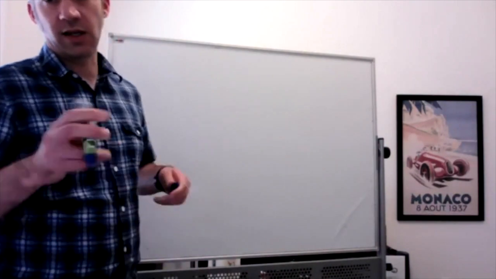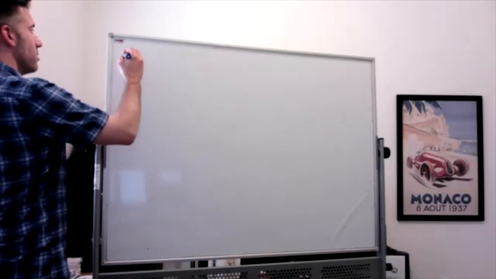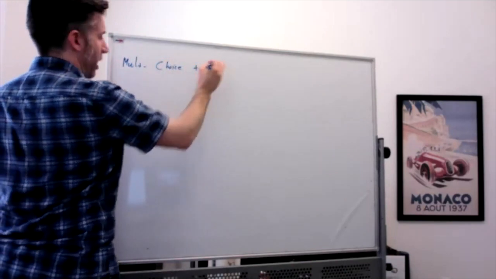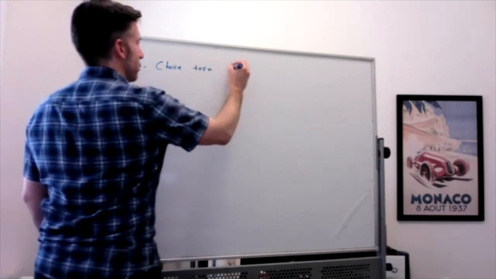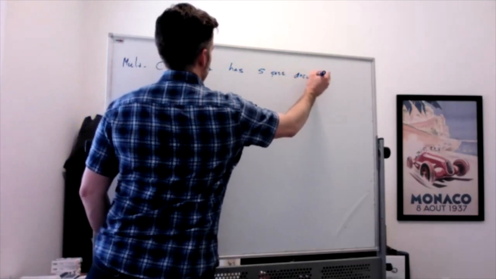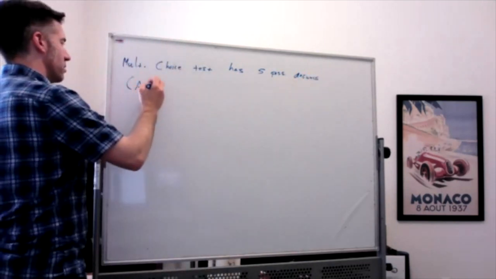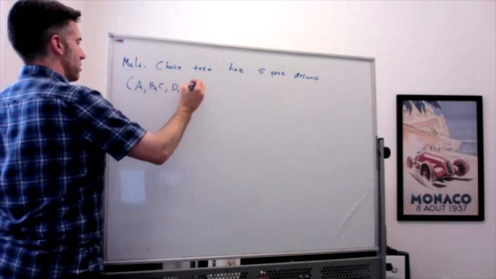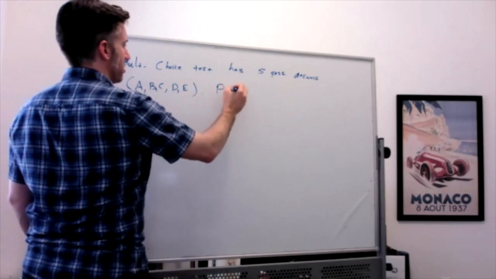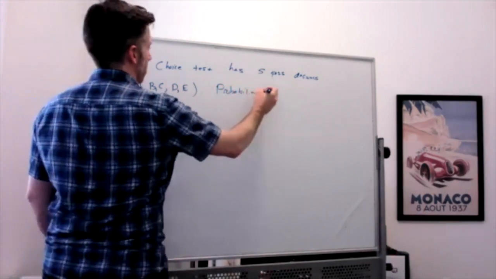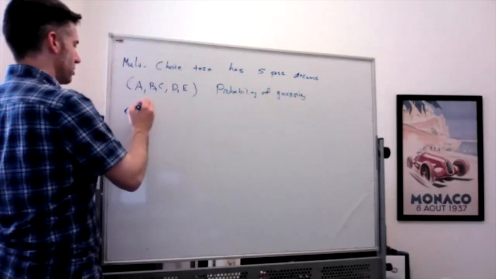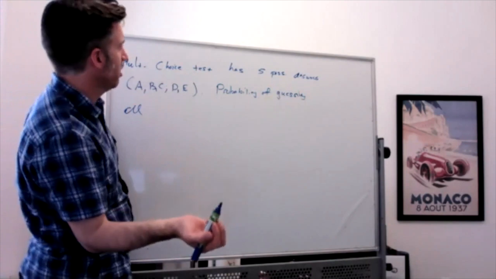Let's look at this example. A multiple choice test has 5 possible answers: A, B, C, D, E. We want to know what's the probability of guessing all of them correct. There are 10 questions.